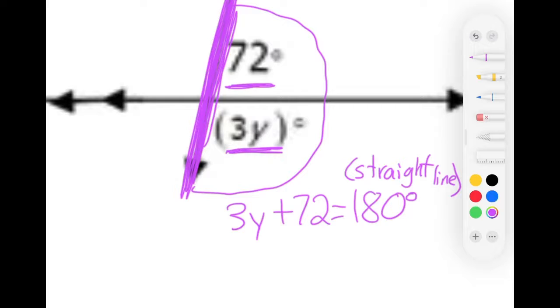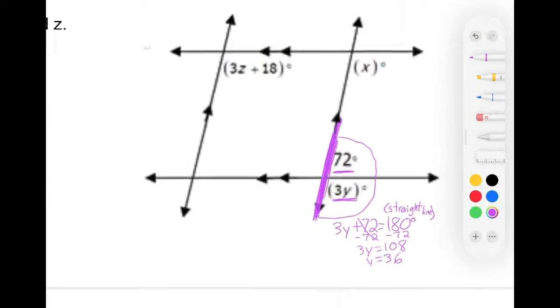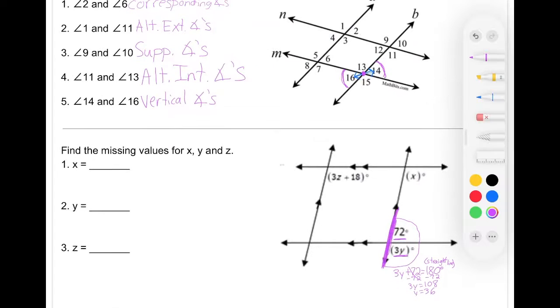So I'm going to move my 72 over. So I'm going to subtract 72, and I'm going to cancel out my 72s, and I get 3y equals 108. I can divide by 3 on both sides, and I get y equals 36. So that is going to be my first value that I was looking for.